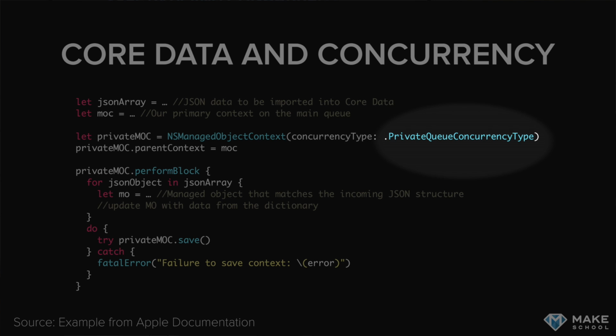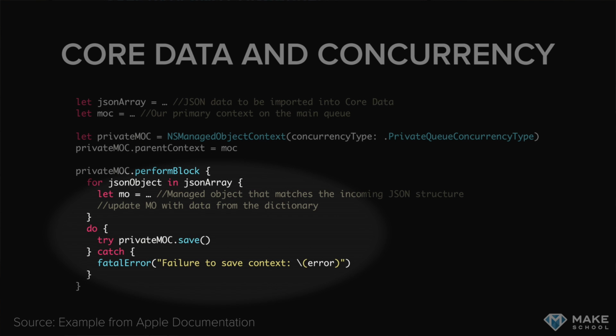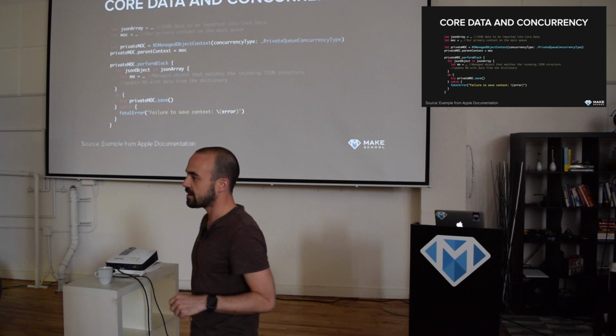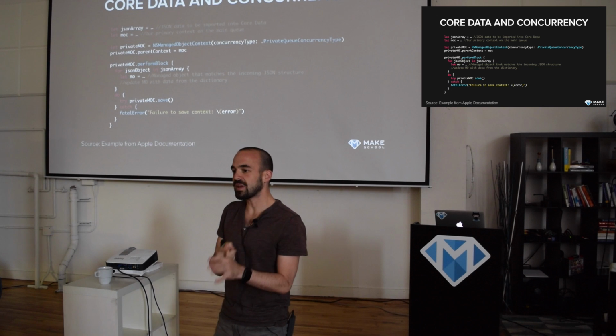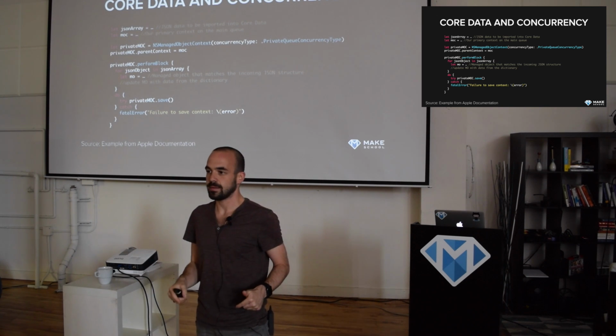Then you assign a parent context, and the parent context would be the managed object context that lives on the main thread. We're going to talk about parent-child relationships on the next slide. And if you want to do any operations on this context, you call performBlock on the private context and pass in a piece of code, and that code will be executed inside of that context. So that's in general how you would use a separate NSManagedObjectContext on a background thread.